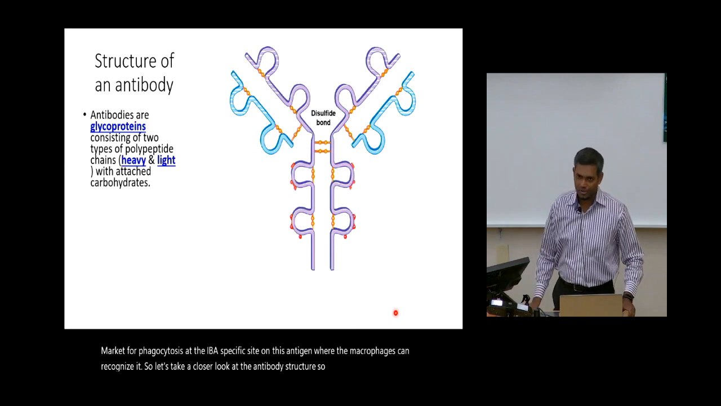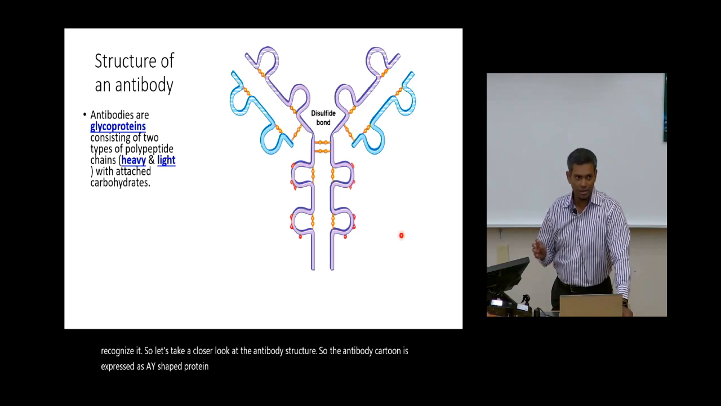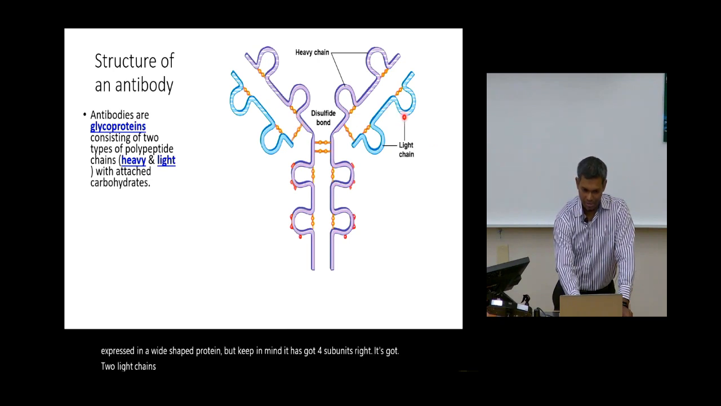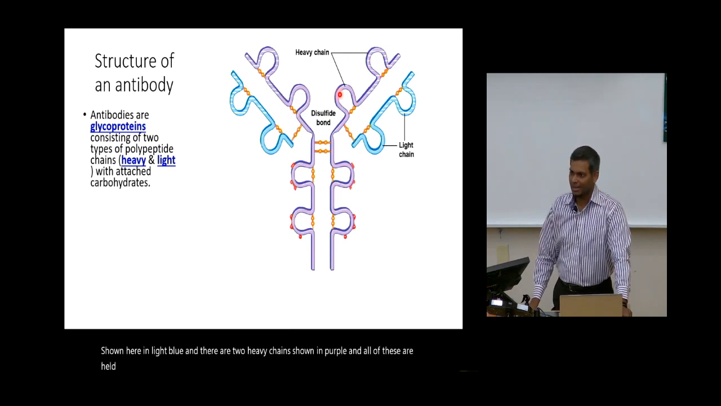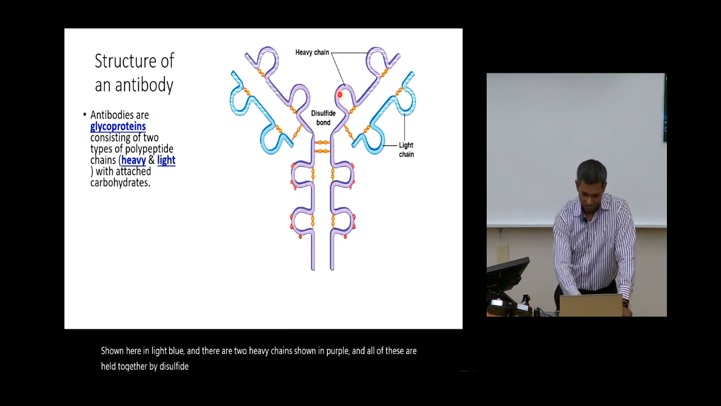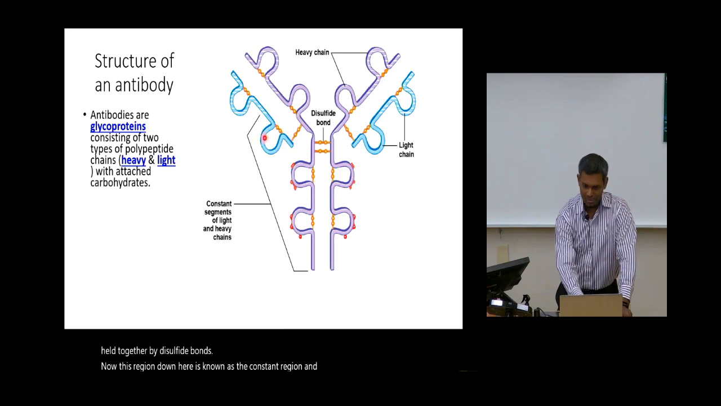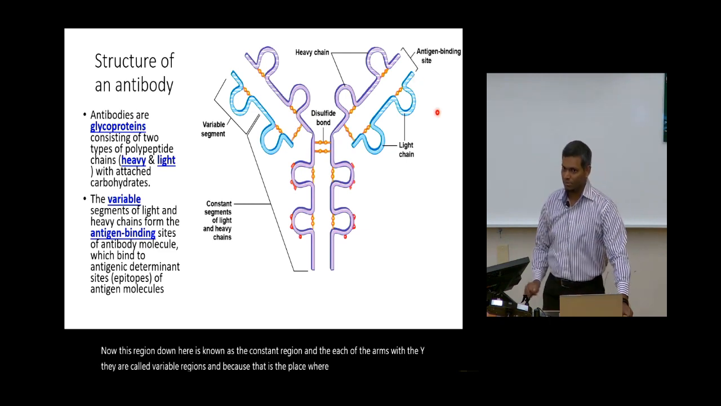So this antibody cartoon is expressed as a Y-shaped protein, but keep in mind it has got 4 subunits, right? It's got 2 light chains shown here in light blue, and there are 2 heavy chains shown in purple, and all of these are held together by disulfide bonds. Now this region down here is known as the constant region, and each of the arms of the Y are called variable regions, because that is the place where the antigen would bind.